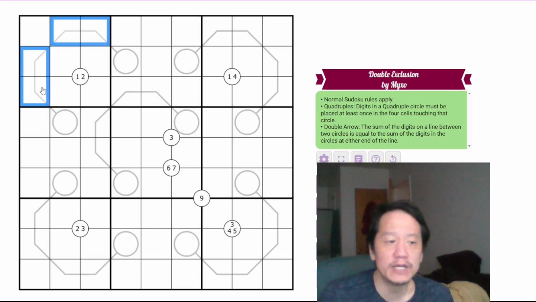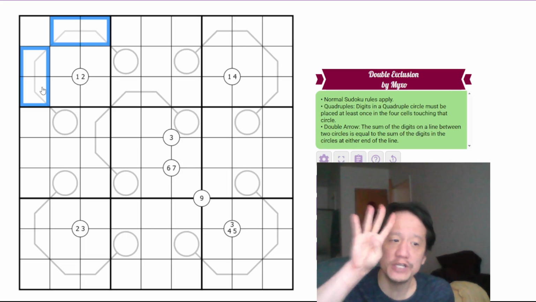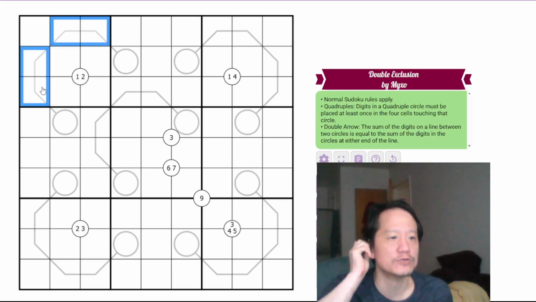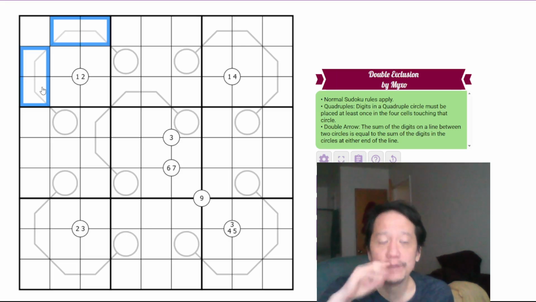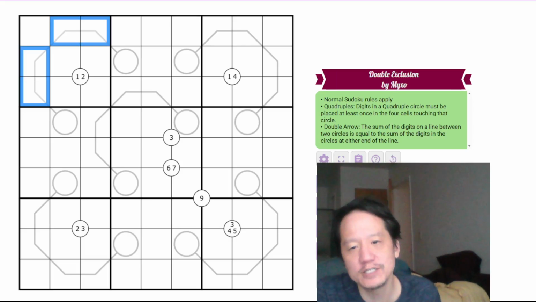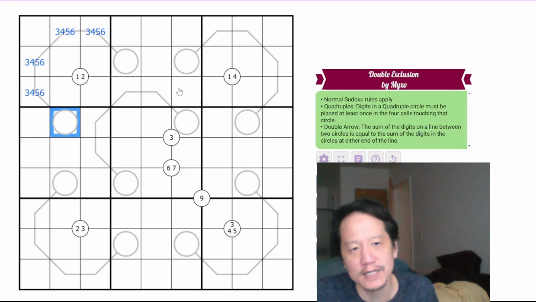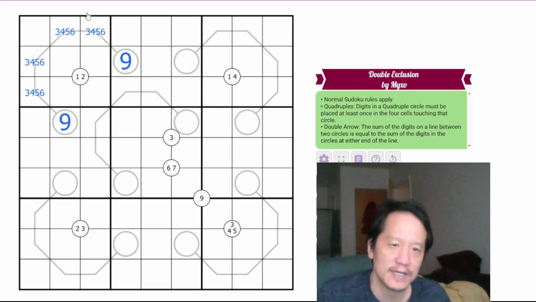Well, what's the minimum of 4 unique digits that cannot have 1 or 2? It's 3, 4, 5, and 6, right? Well, what does that add up to? That's 18. So this must be 3, 4, 5, and 6. This must be 9 then, and this is 9, because that adds up to 18 here.